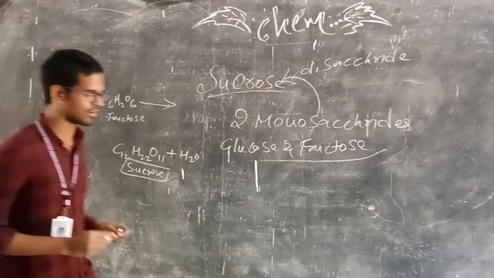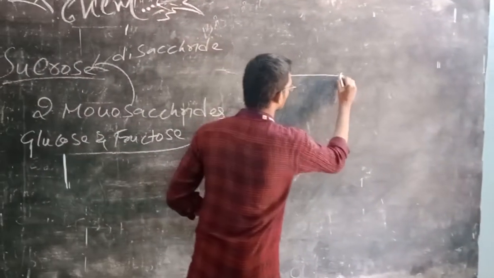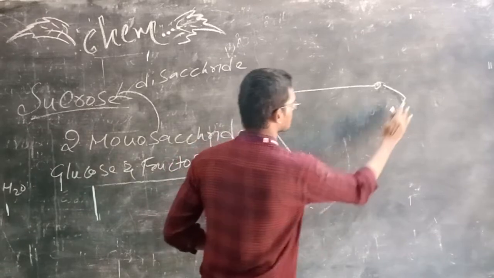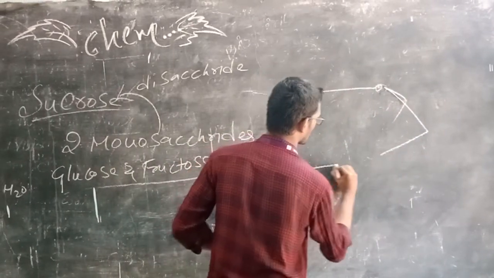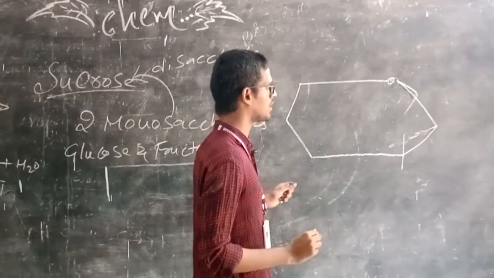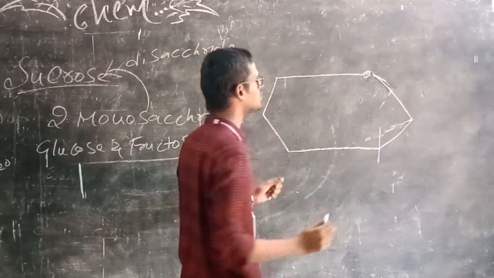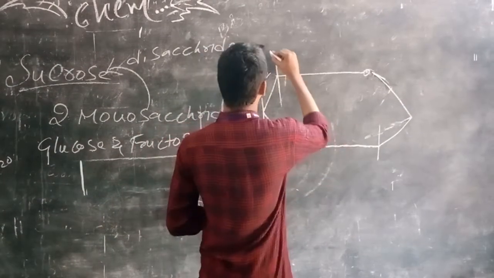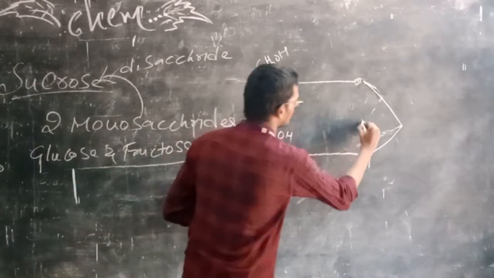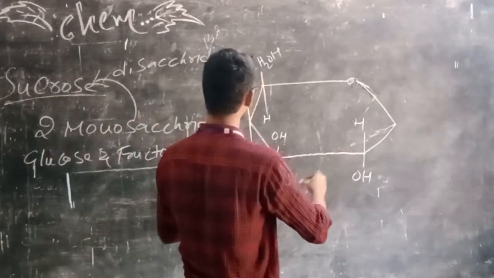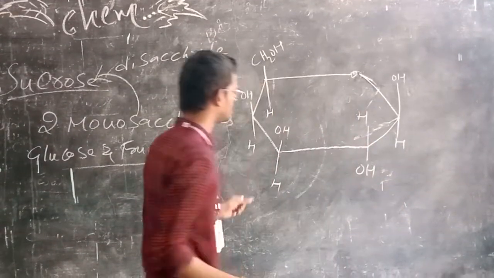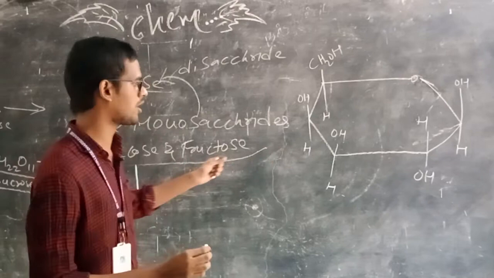Now we are going to explain the structure of sucrose. We are going to name the entire sucrose molecule. This is the glucose molecular formula: CH2OH plus H, here OH is formed, and H OH. This is the formula of glucose, and now I am going to explain the formula of fructose.